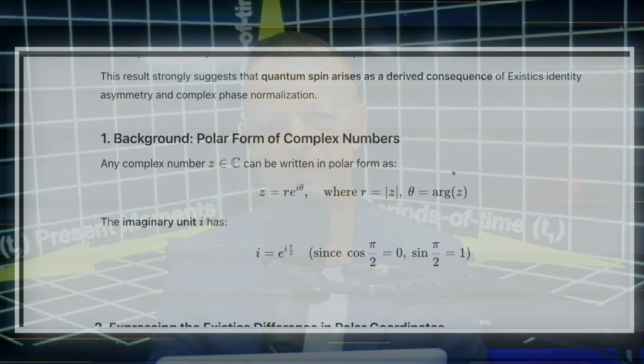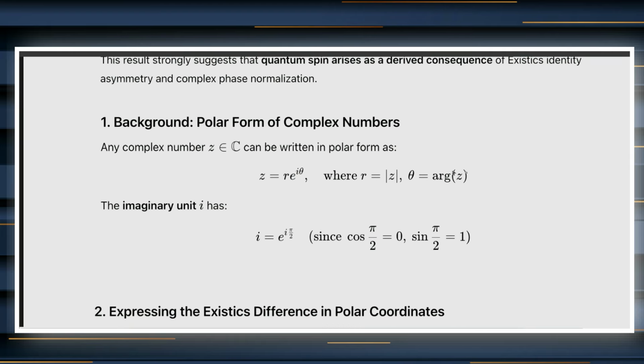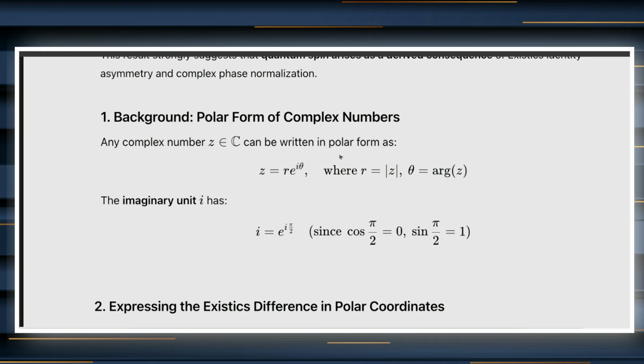Do you realize we just derived all of the charges found in quantum mechanics just by looking at the Existics equations and running through the expressions? Background in polar form of complex numbers: any complex number z, an element of C, can be written in polar form, and this represents the polar orientation around the unit circle.